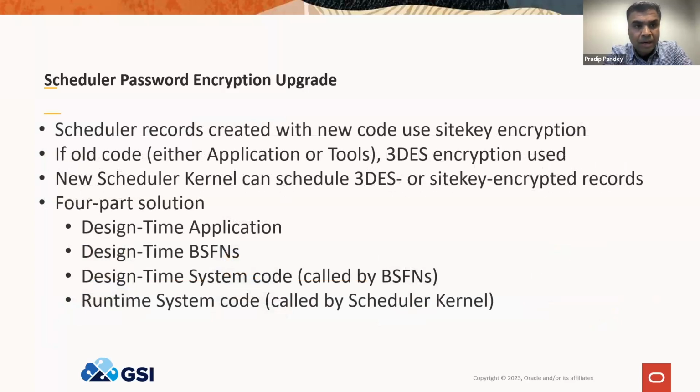So the password encryption upgrade feature was: scheduler records created with new code will use the site key encryption. Site key has been there for at least a couple of years. If old code, either tools code or apps code, it will continue to use the old encryption methods called triple DES or 3DES. The new scheduler kernel can schedule 3DES based encryption or new site key based encryption records.